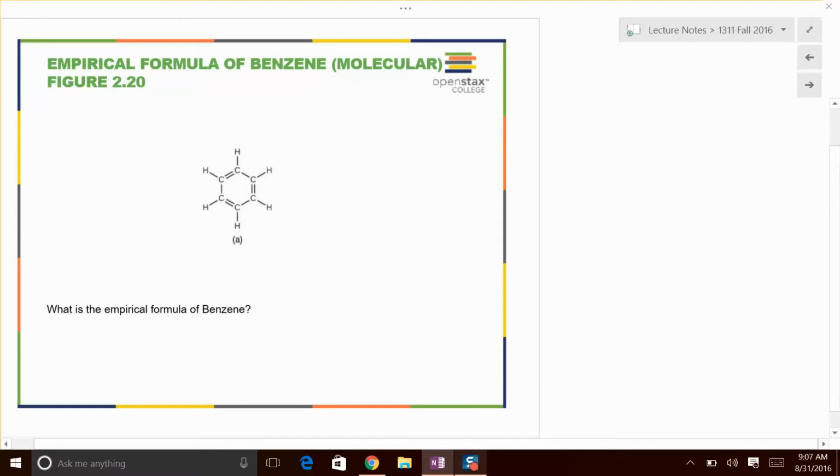What is the empirical formula of benzene? What's the molecular formula of benzene? Start with carbon, C. How many carbons? 6. How many hydrogens? 6. So what's the empirical formula? CH. That's the empirical formula. So C6H6 is benzene, and its empirical formula would be CH.